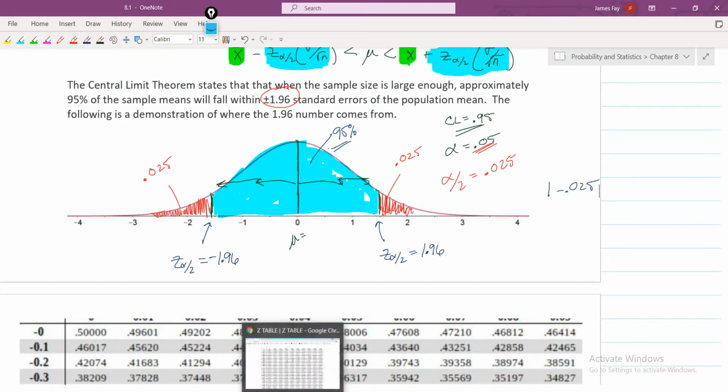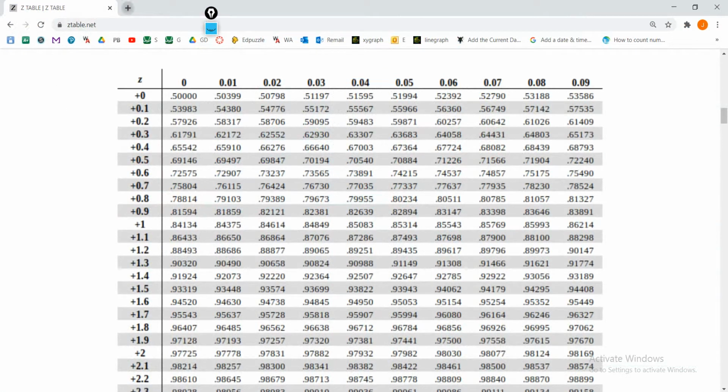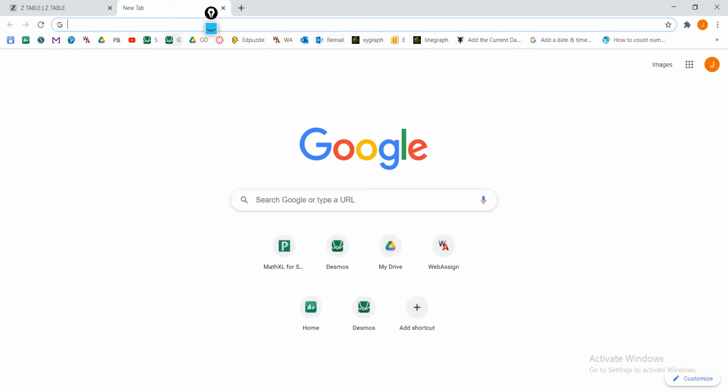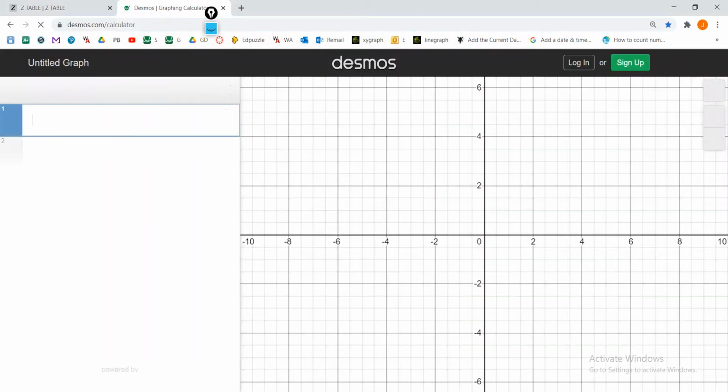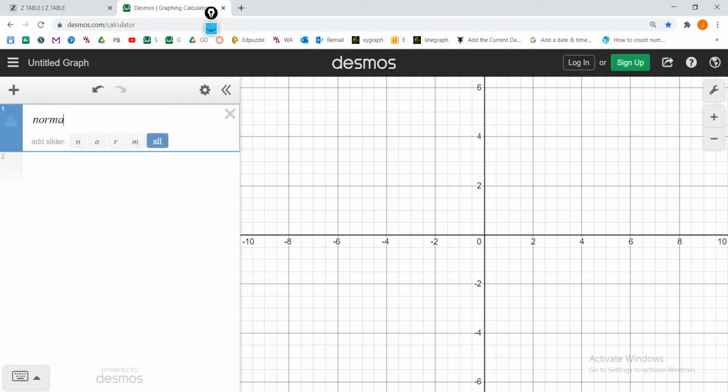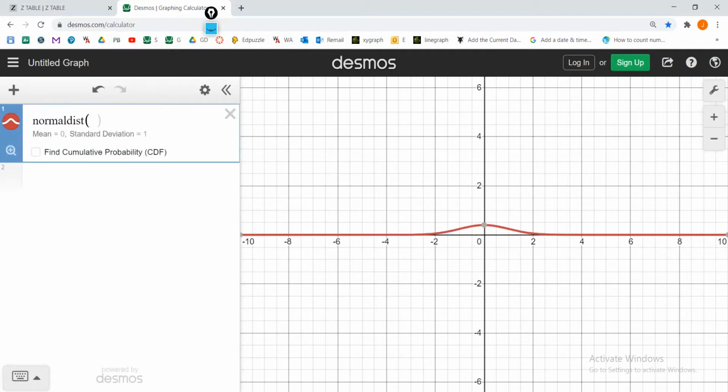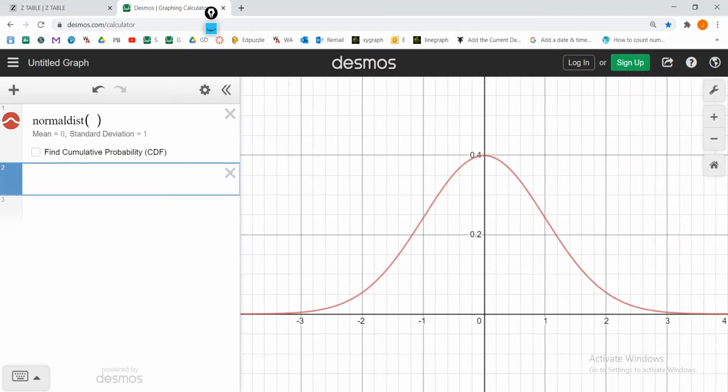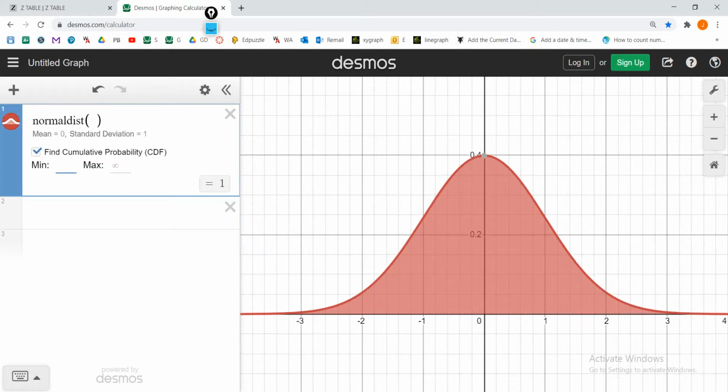Let's pick up with Desmos real quick to make the argument. In Desmos, we know that we can deal with a normal distribution. Let's find the cumulative between negative 1.96 and positive 1.96. And what do we recognize? The area there is 0.95. So that's 95%.